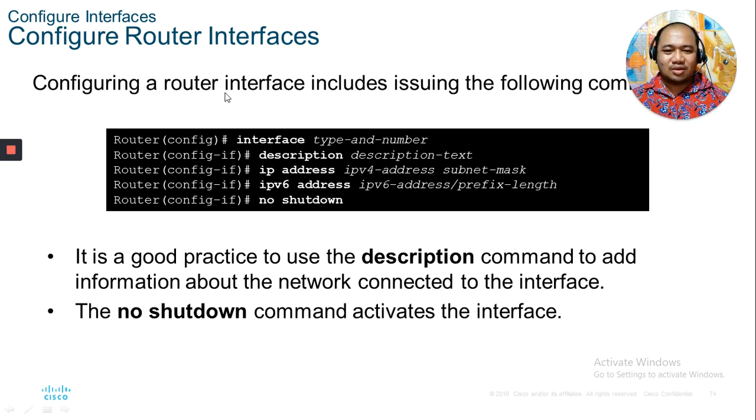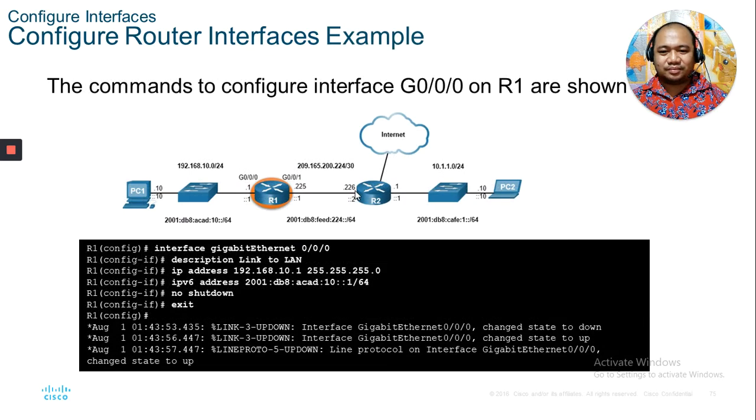So instead of interface VLAN 1 for the switch interface, we are now referring to the port address of your router. Interface, then the port address. You can write description, and the description text here is just like a comment. Then IPv4 address, the IP address, subnet mask. Then IPv6 address, and the prefix length, then the no shutdown.